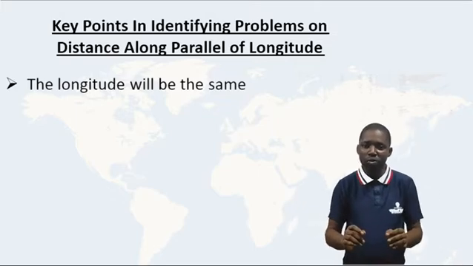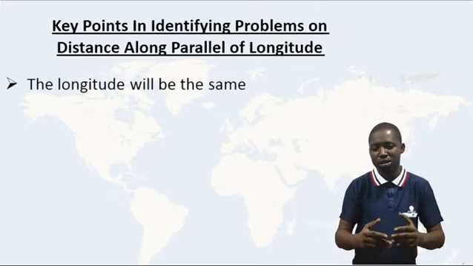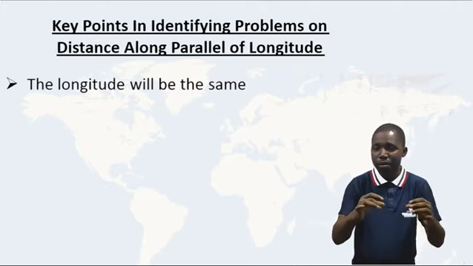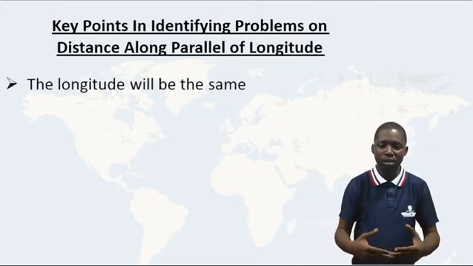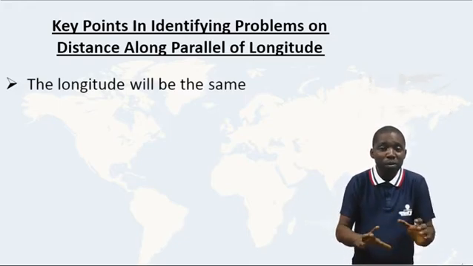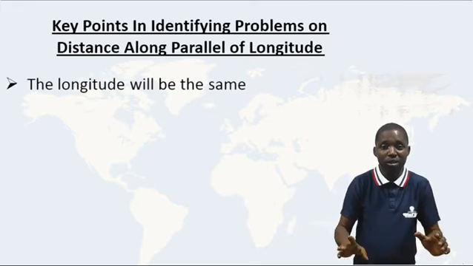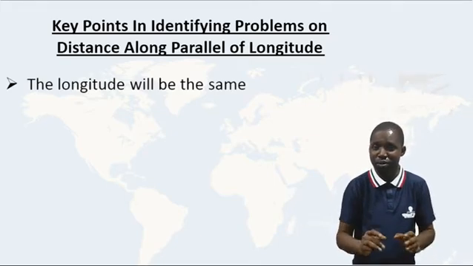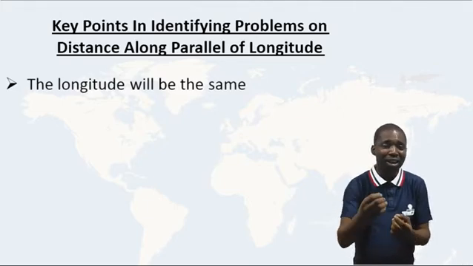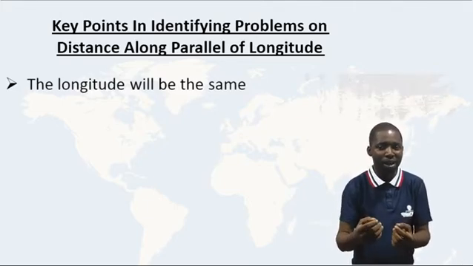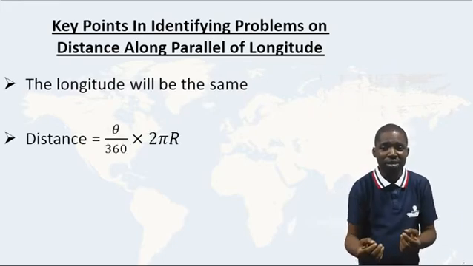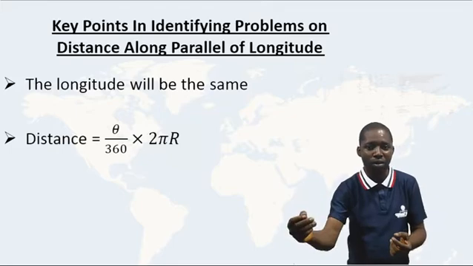Now, once we are able to identify that the question is on distance along parallel of longitude using the same longitude, the next thing is knowing the formula to use. The formula to use is a popular formula we already know. There's nothing so special about this topic, very simple. And what is that formula? The formula is the same formula we use for length of an arc. Remember length of an arc. What is that formula? Theta over 360 times 2 pi R.